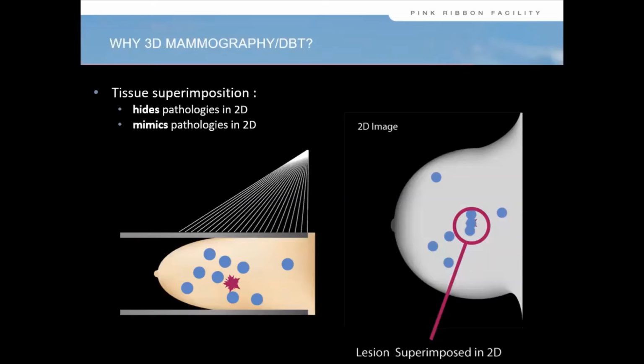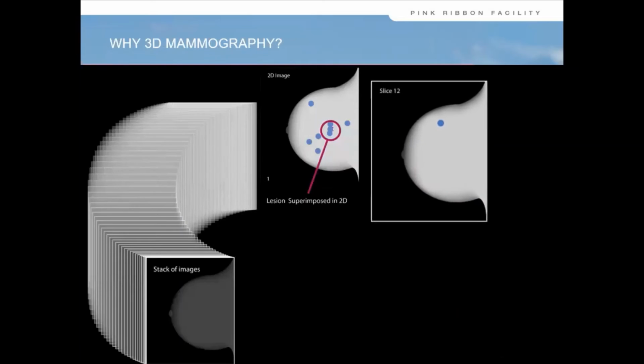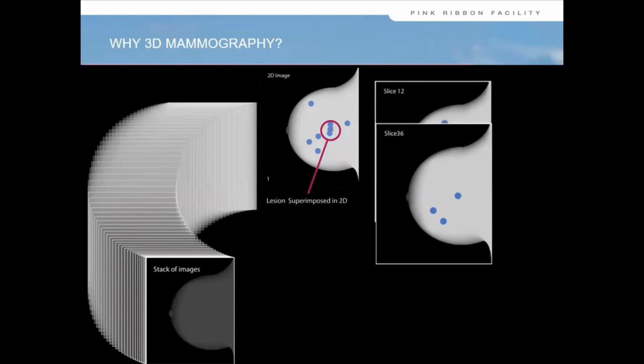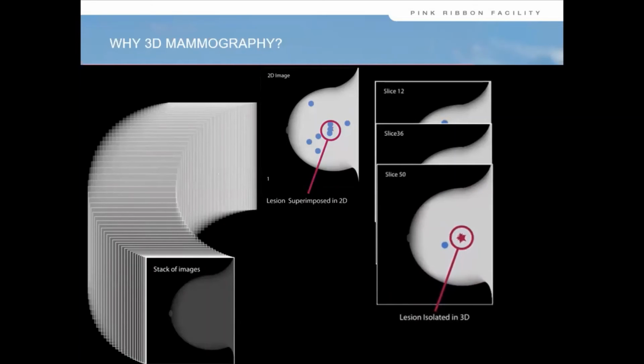So why 3D mammography? Here's an example of a 2D image. The blue dots represent dense breast tissue, and the pink area is a lesion. With traditional 2D mammography, the tissue and lesion can be superimposed, making it difficult for the radiologist to see. 3D mammography allows the radiologist to look at multiple layers of breast tissue, one layer at a time. It's like flipping through pages of a book. The radiologist is able to evaluate lesions seen and rule out areas that might just be overlapping tissue.